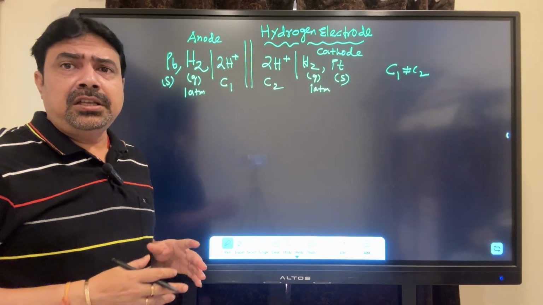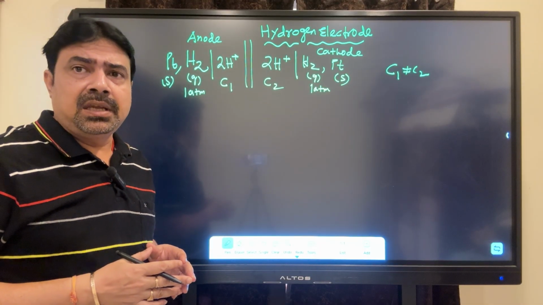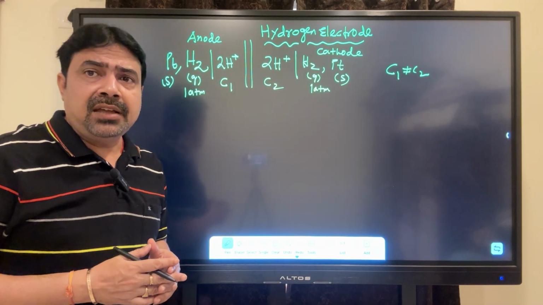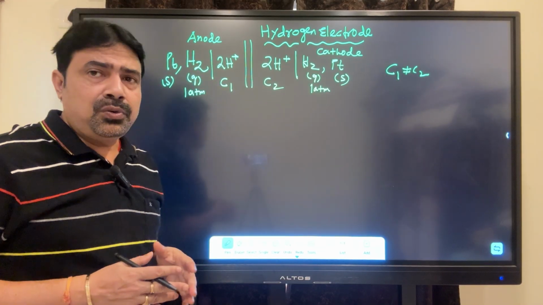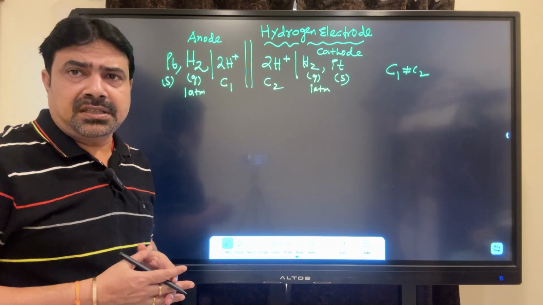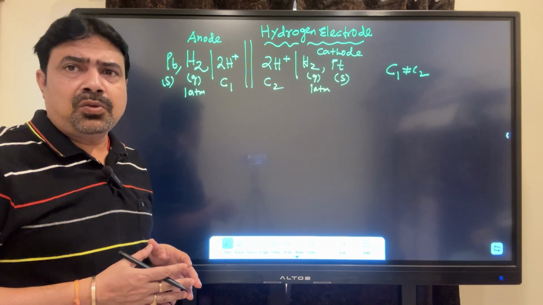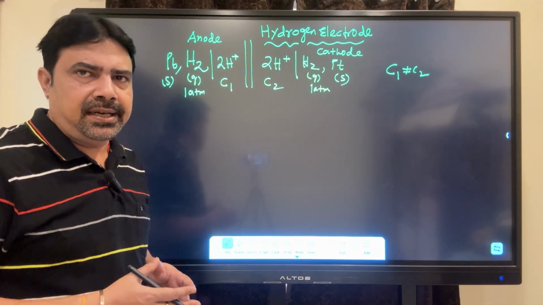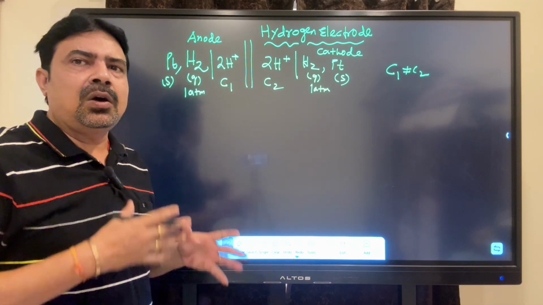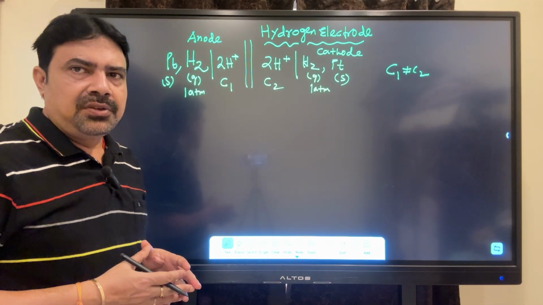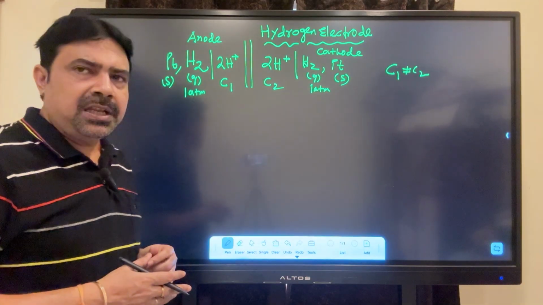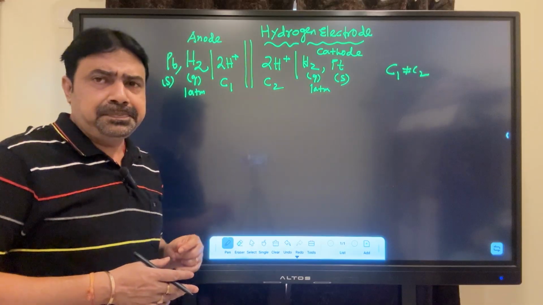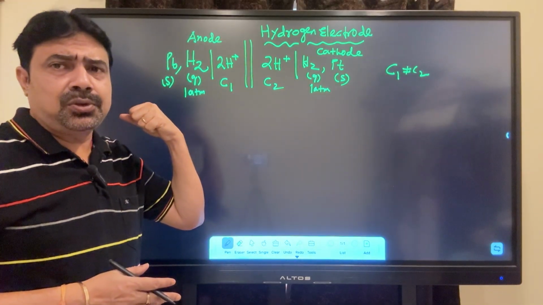At equilibrium the concentrations will be the same. But whenever there is a concentration gradient, there will be electron flow. They want to equalize their concentration. When their concentrations become equal, the cell will be inoperative, as there will be no concentration gradient. They always want to equalize their concentration, so that's why the reactions take place. That's why electron flow will be there from anode to cathode, and current flow will be there from cathode to anode.